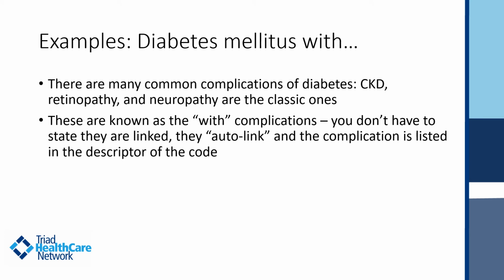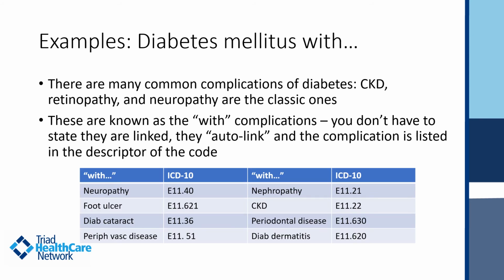Now, there are many common complications of diabetes. Chronic kidney disease, retinopathy, and neuropathy are the classic ones. And these are known as the with complications. You don't really have to state that they're linked. They auto-link, and the complication is actually listed in the descriptor of the code. Here's some of the most common examples.